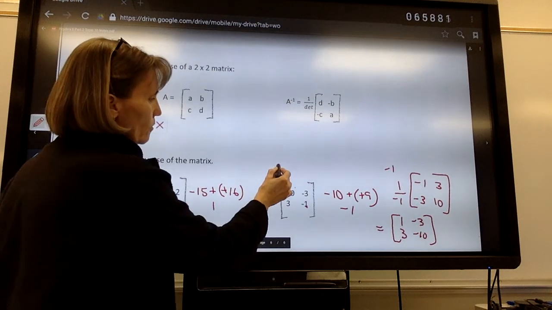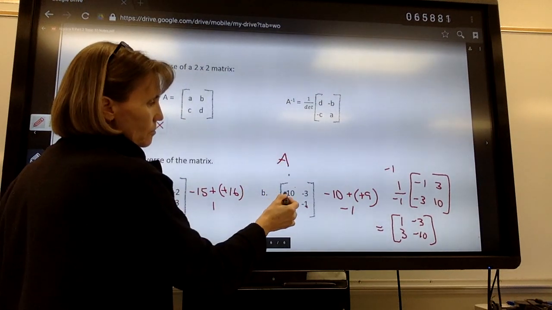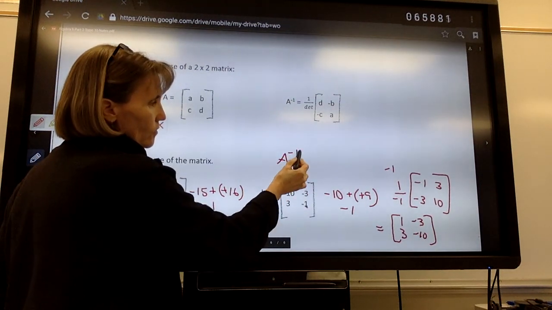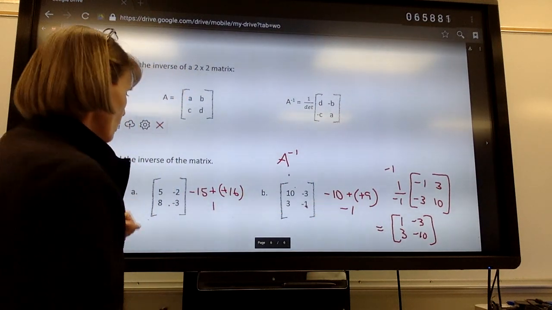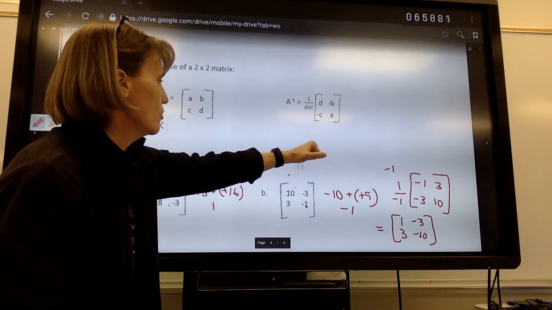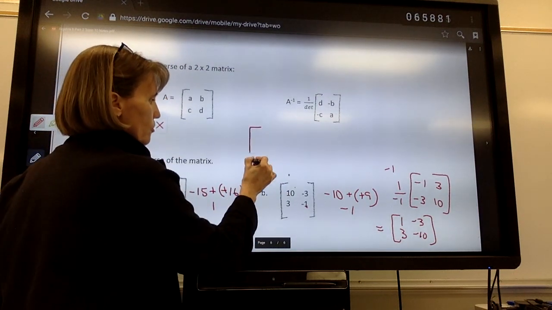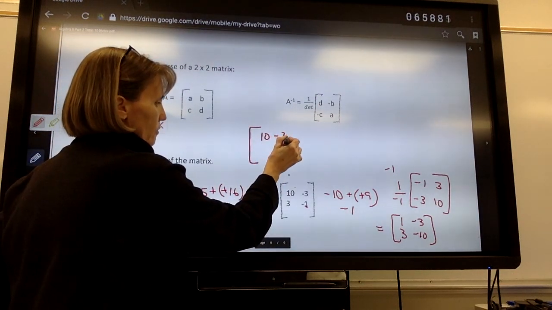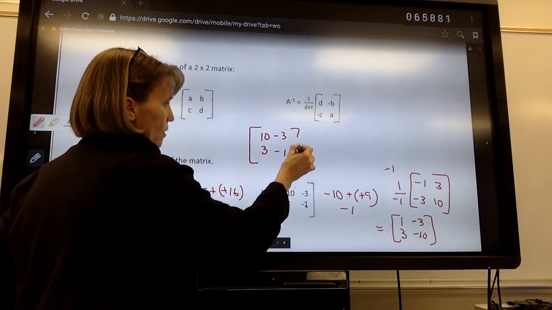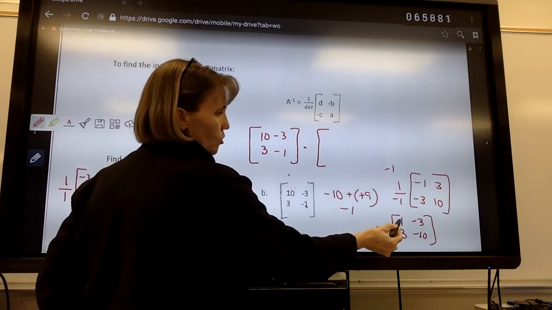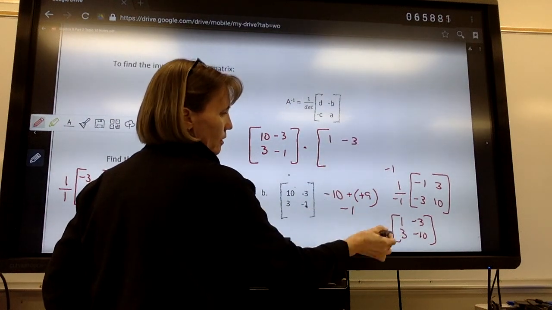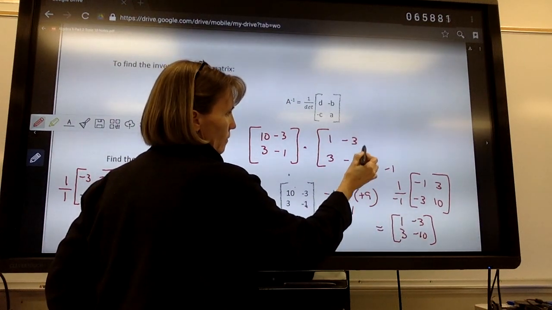And the symbol for an inverse, we've seen this before. If this is matrix A, then the inverse of it has a little negative 1 by it. Okay, just to show you, here's the original matrix, 10, negative 3, 3, negative 1. We just found its inverse. We're saying its inverse is 1, negative 3, 3, negative 10.